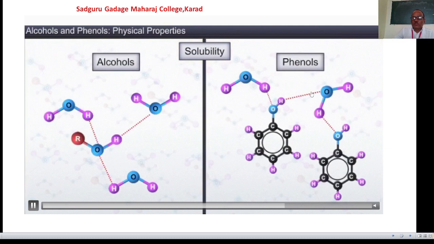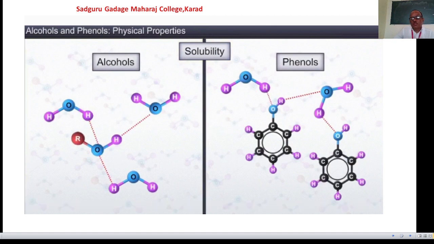Also in case of phenol and water molecules. HOH means water molecule and this compound is a phenol. So oxygen from the phenol and hydrogen from water form a hydrogen bond. This dotted line represents the bonding between oxygen and hydrogen from water and alcohol, as well as from water and phenol, this OH group. So this bonding is again called hydrogen bonding.